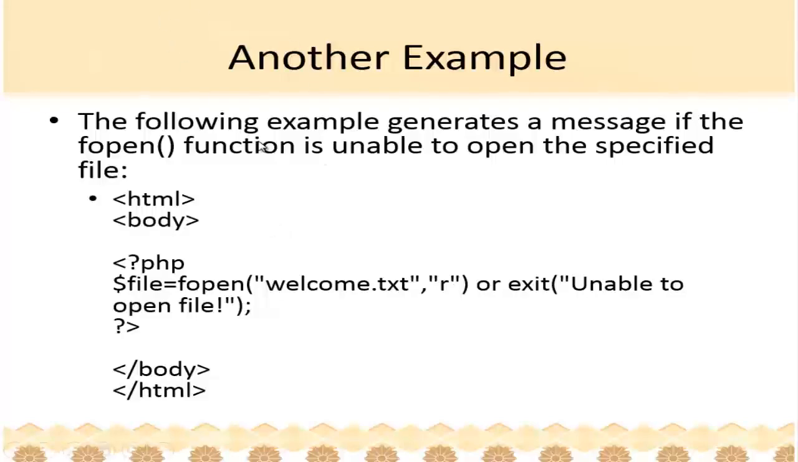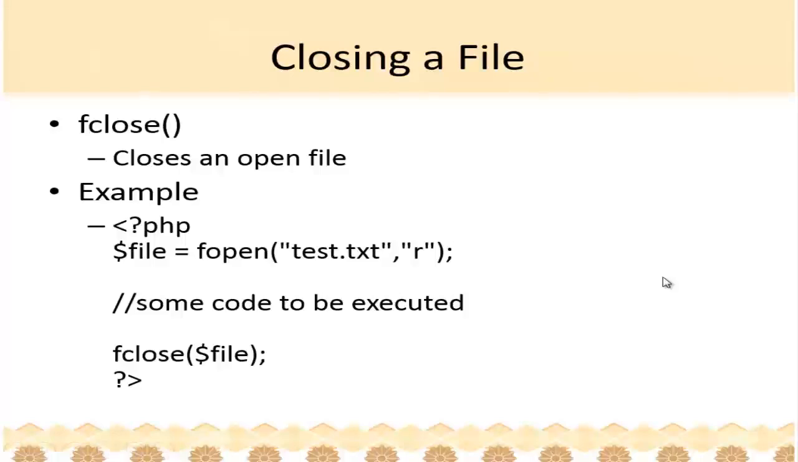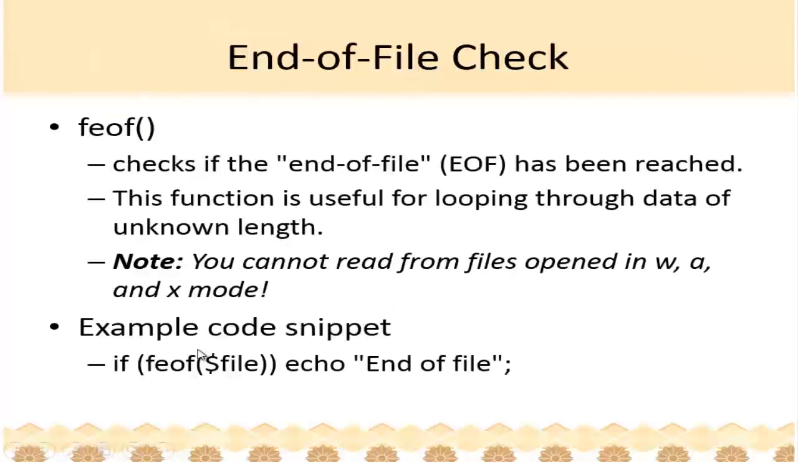Here is one other example wherein I try to open the file. If the file does not exist, I just exit out of the PHP by giving a warning message. So I say open the file. If you're not able to open welcome.txt, it just says that I don't want to proceed with it. So I use the exit here, display a message, and then exit out of the PHP. To close it, it's very simple. The file that you open, you use close to close it.